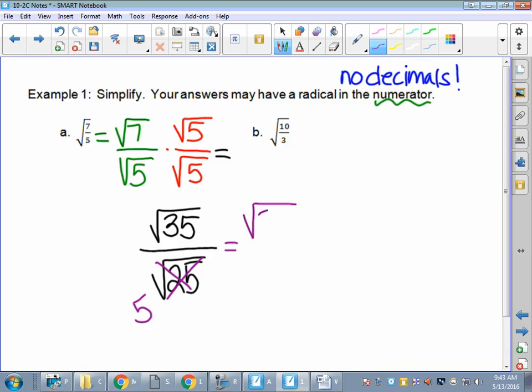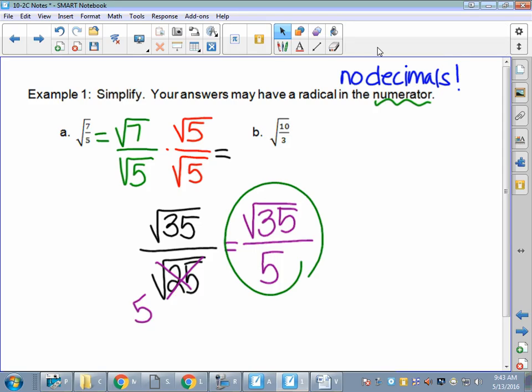So I'm going to say that my answer is the square root of 35 over 5. Just like when we were multiplying and we couldn't multiply a number out in front with a radicand, we can't simplify that way either. I know that 5 goes into 35 7 times, but the 35 is under a square root, the 5 is not, so this is our answer. We are not allowed to simplify that as a fraction unless they're both underneath the square root or both out in front of the square root.